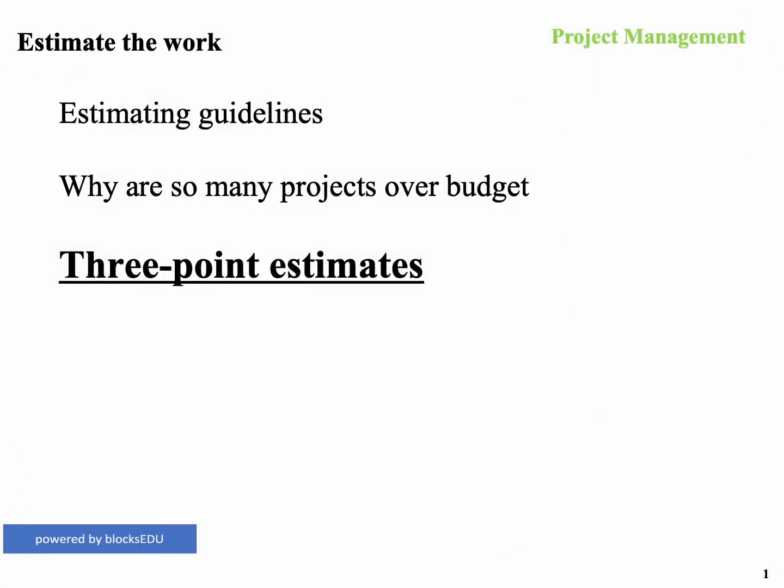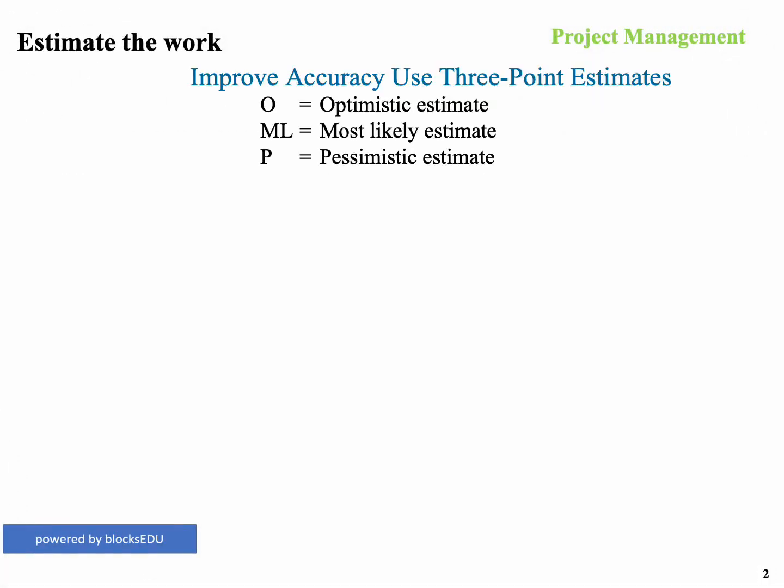A proven technique called three-point estimate. The whole concept behind three-point estimating is to improve our accuracy. What we do is look at a particular work item from three standpoints. One is the optimistic estimate, meaning everything being perfect, this is as fast as we can do it.